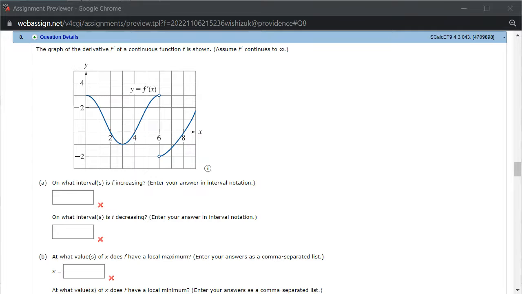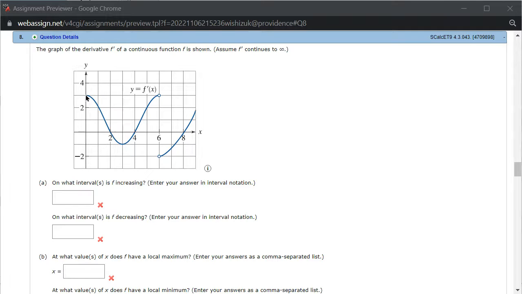All right, let's look at homework 4.3, problem number 8. We have the graph of f prime given, the derivative, and then we want to answer the following questions. Part A: on what intervals is f increasing? Increasing means we want the first derivative to be positive, so we want the graph to be above the x-axis.